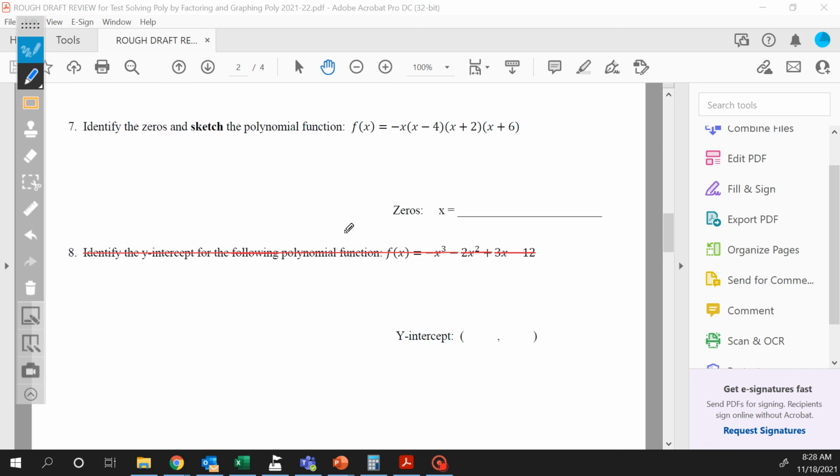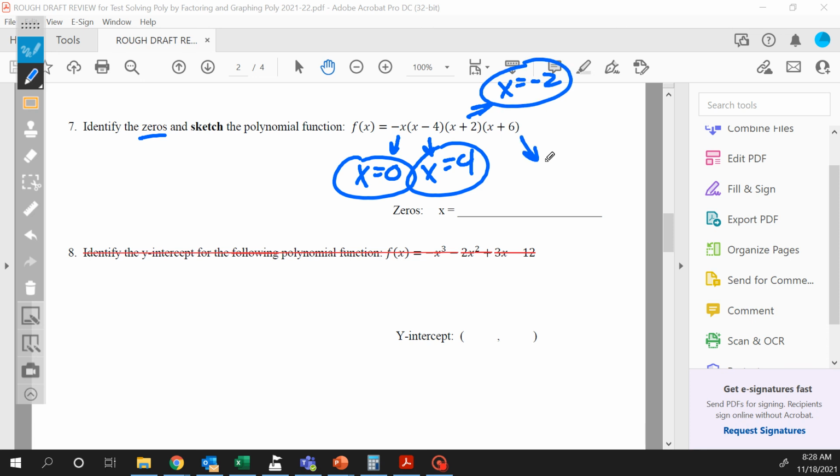Number 7, identify the zeros. The zeros and the x-intercepts are the same thing. It's the solutions, just like we did factored. Each one of these factors will give us a solution. The first one gives us x equals 0. Second one gives us x equals 4. Third one gives us x equals negative 2. And the last one gives us x equals negative 6. These are all the x values that would make each factor equal to 0.